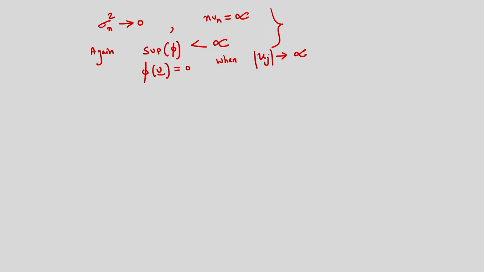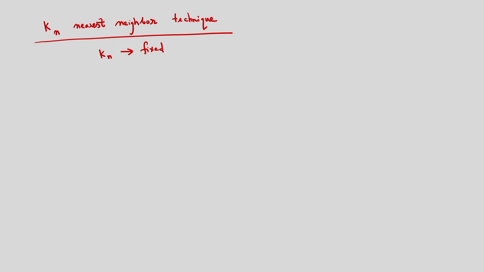One is the convergence of the mean and another one is the convergence of the variance corresponding to the Parzen window. Now let us discuss the second concept, that is the kn nearest neighbor technique. So what have we considered in the kn nearest neighbor technique? What we have fixed is that kn is fixed, and we are growing the volume so that it encloses kn number of samples.